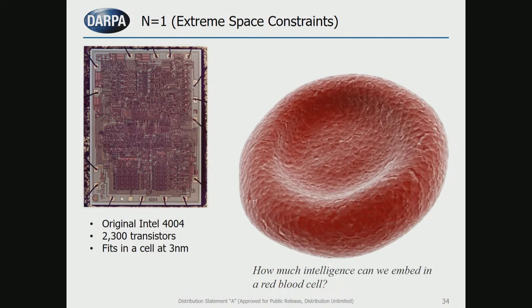There are other examples, extreme space constraints. How far can we go? Can we go down to the cell level? We know that it's theoretically possible. You can take a few thousand transistors and push them down inside a human cell, once we go down to seven or three nanometers. And what could you do with that? So every transistor counts from a space perspective.